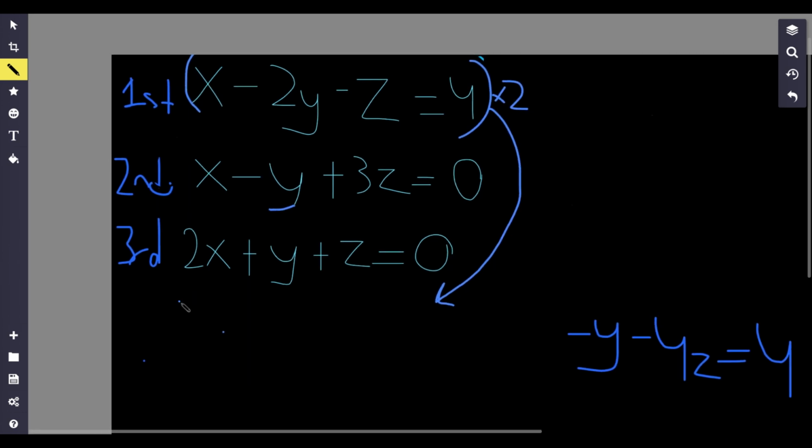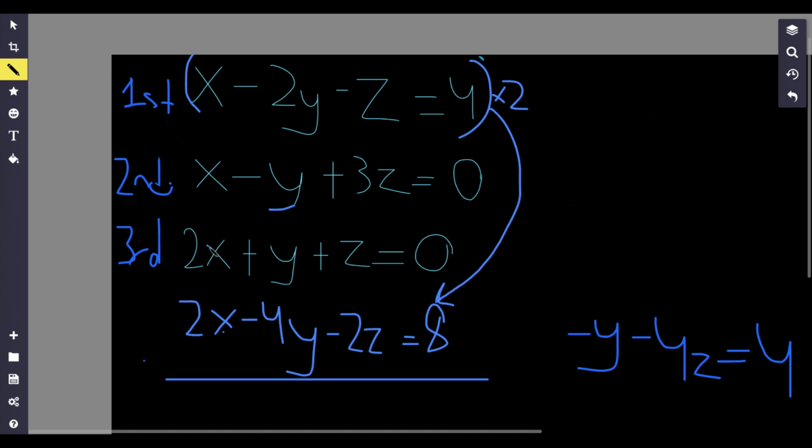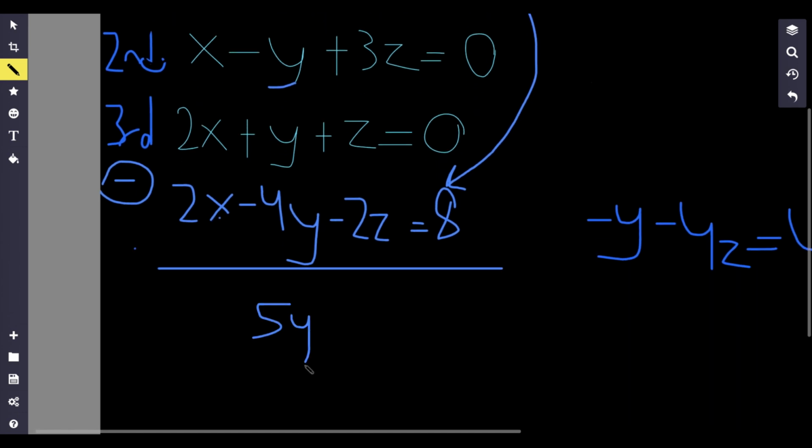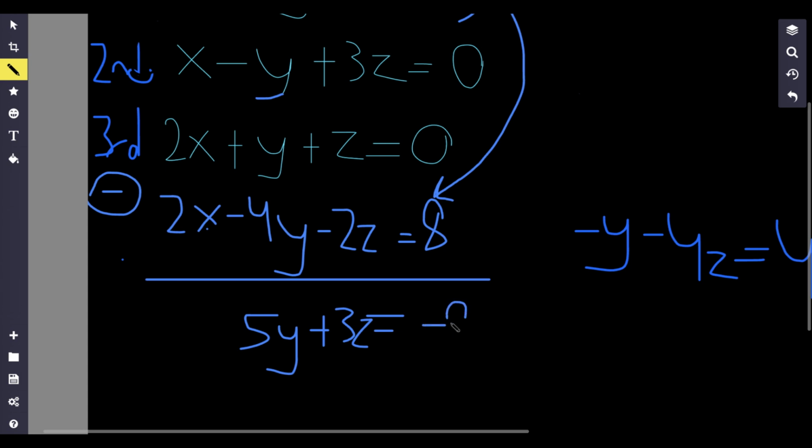So 2 times x is 2x. 2 times negative 2y is just going to be negative 4y. 2 times negative z is negative 2z. 2 times 4 is just going to be 8. And now you'll notice how we have 2x on the top and 2x on the bottom. So we can subtract these two equations. 2x minus 2x is just 0x. y minus negative 4y is 5y. And z minus negative 2z is positive 3z. Right? Negative makes positive. 0 minus 8 is just going to be equal to negative 8.